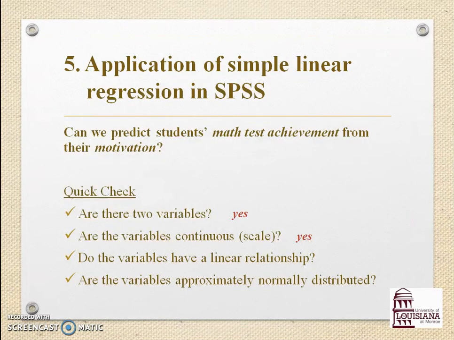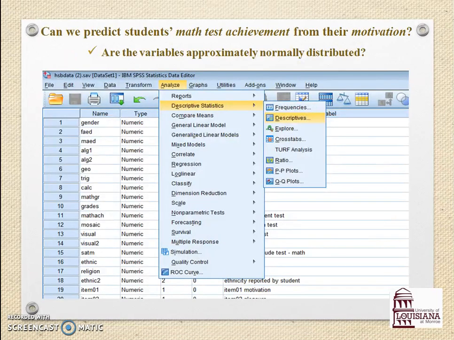Now, coming back to our quick check questions, we can now say that yes, the variables, math test achievement and motivation, have a linear relationship. Now we have to explore the last quick check question. To do this, let's go back to the HSB data file. We have already learned that to determine if a variable is approximately normally distributed, we can check this by running descriptive statistics on the variable to determine its skewness statistic.